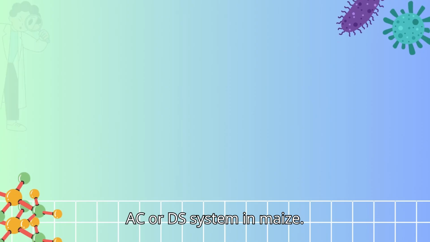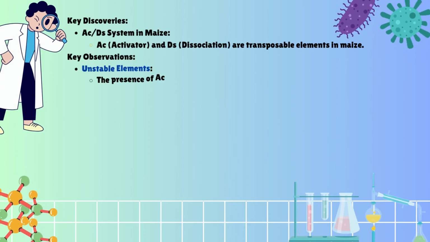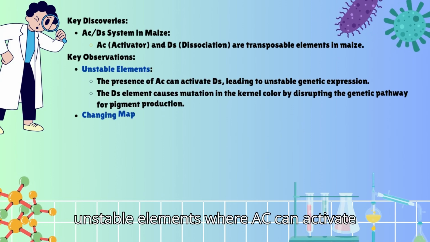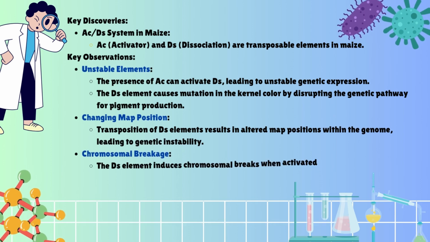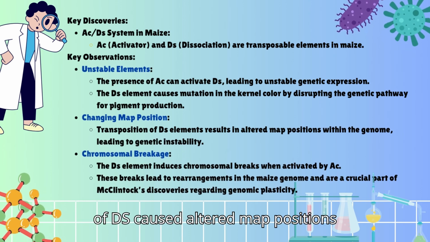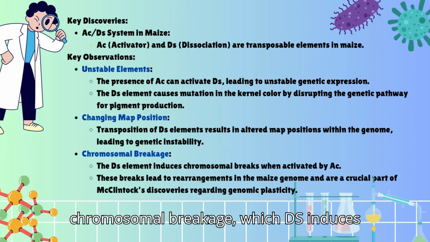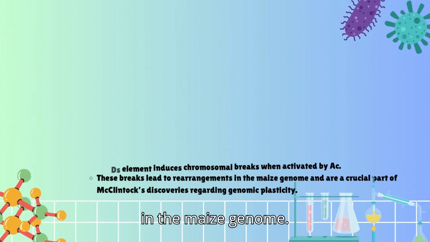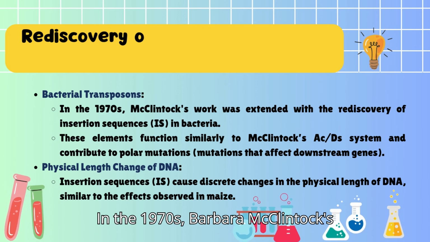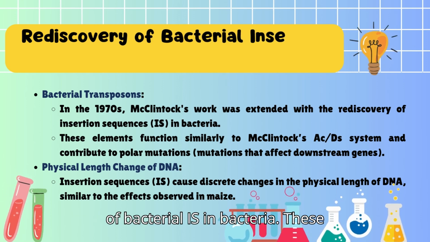The discoveries are the Ac/Ds system in maize. The observations are unstable elements where Ac can activate Ds causing unstable genetic expression, changing map position where transposition of Ds caused altered map positions causing genetic instability, and chromosomal breakage, which Ds induces chromosomal breaks causing rearrangements in the maize genome. In the 1970s, Barbara McClintock's research was extended to the rediscovery of bacterial IS in bacteria.